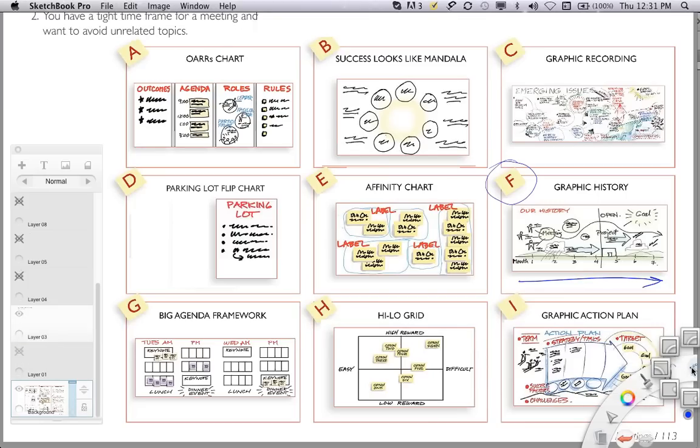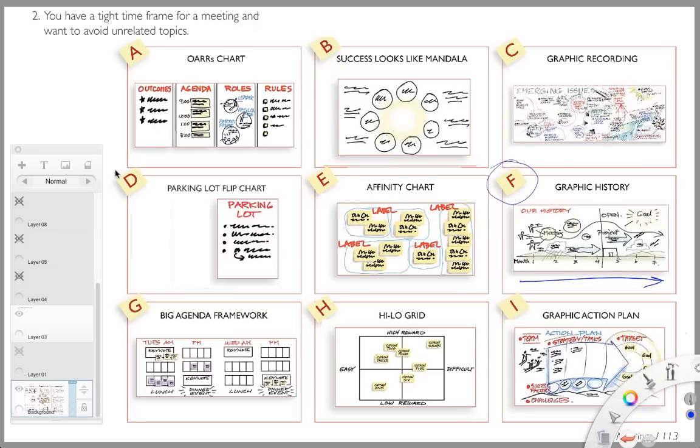Let's just take another one. You have a tight time frame for a meeting and you want to avoid unrelated topics. Well, that would more than likely be just doing a parking lot, number D. If you have a parking lot, anytime people bring up an unrelated topic, you just put it on the flip chart. That's a very simple visual meeting strategy.